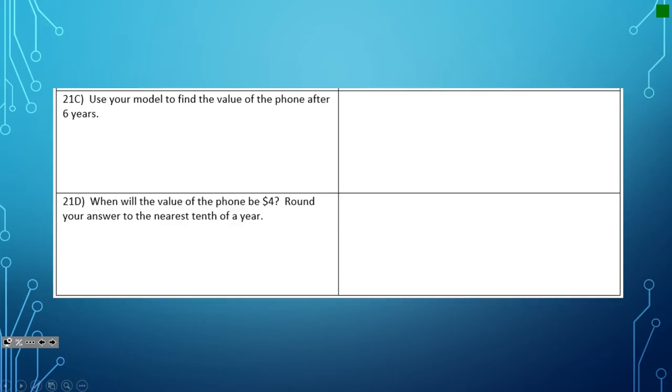Before we get started, I just want to rewrite our exponential model up here because we're going to need it for the next couple problems. 998.94 times 0.54 to the x. That was our exponential model.